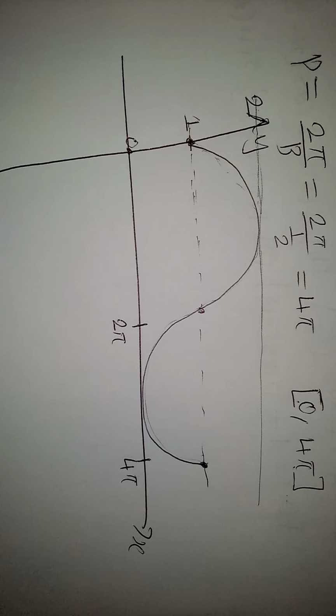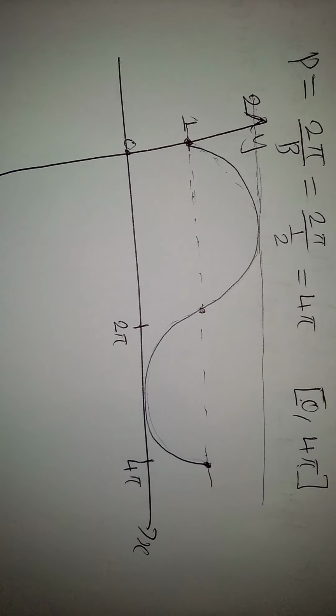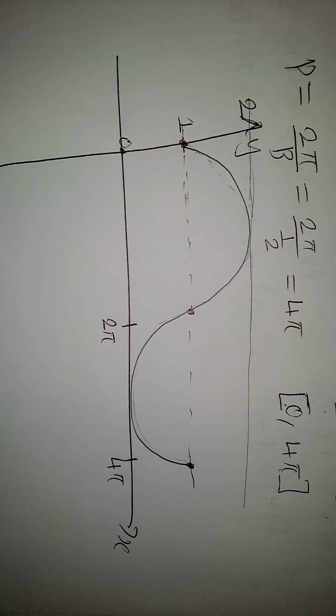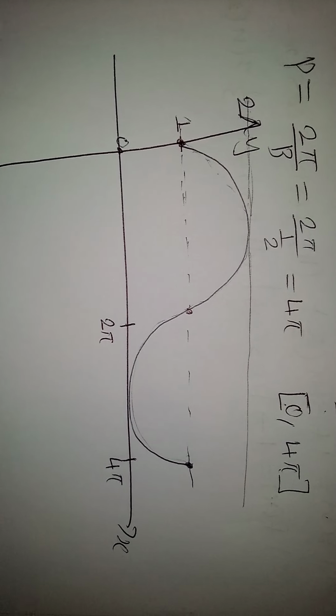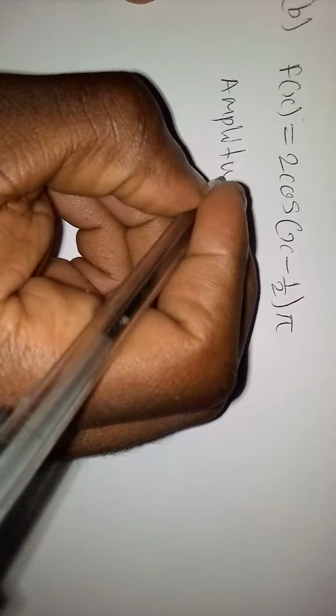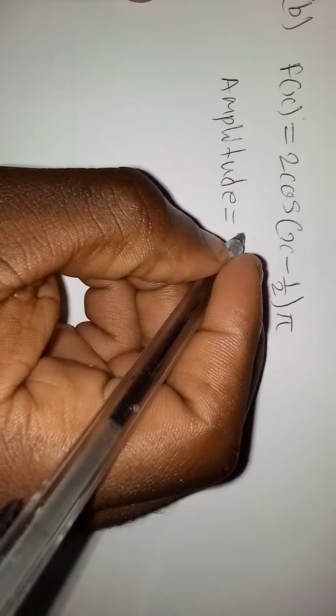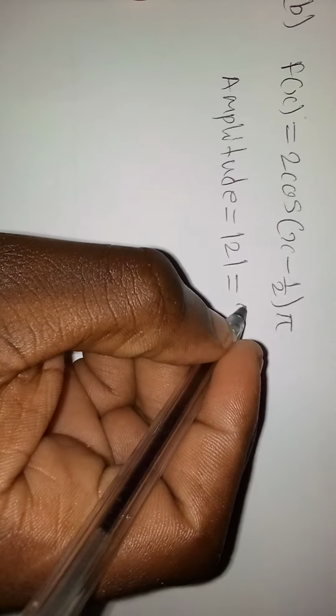Okay, so let's try another one. We have f of x equal to 2 cos open bracket x minus 1 over 2 pi. Let's find the amplitude. The amplitude is the coefficient of the trig function, which is positive 2 here, equal to 2.